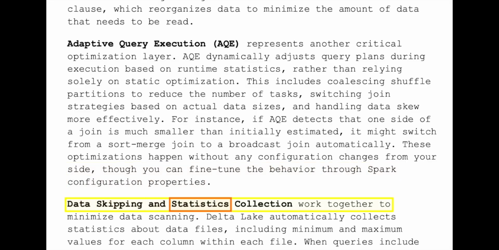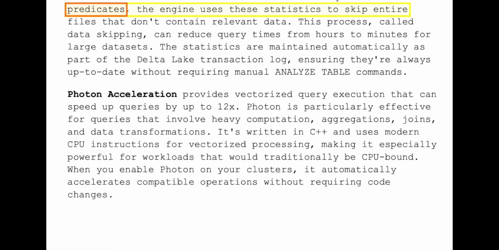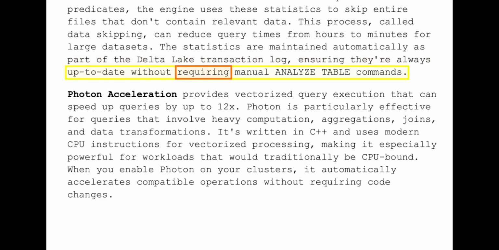Data skipping and statistics collection work together to minimize data scanning. Delta Lake automatically collects statistics about data files, including minimum and maximum values for each column within each file. When queries include predicates, the engine uses these statistics to skip entire files that don't contain relevant data. This process, called data skipping, can reduce query times from hours to minutes for large datasets. The statistics are maintained automatically as part of the Delta Lake transaction log, ensuring they're always up to date without requiring manual ANALYZE TABLE commands.